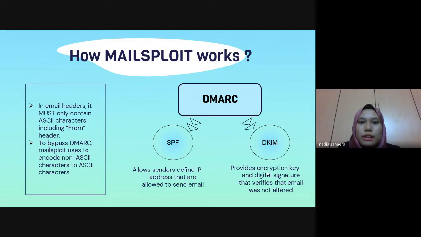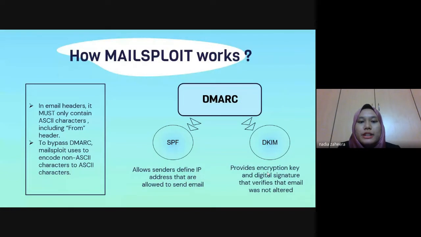In DMARC, we have two authentication mechanisms that help, which are SPF and DKIM. SPF stands for Sender Policy Framework, which allows senders to define IP addresses that are allowed to send email. This helps to verify who can send email on behalf of their domain, which means we look at the message header and it specifies which IP addresses are authorized to send an email on their behalf.